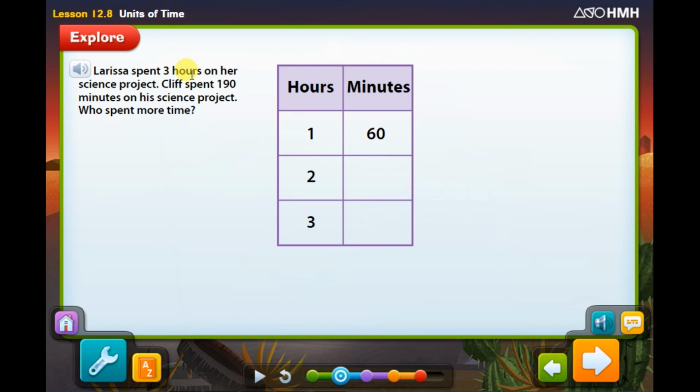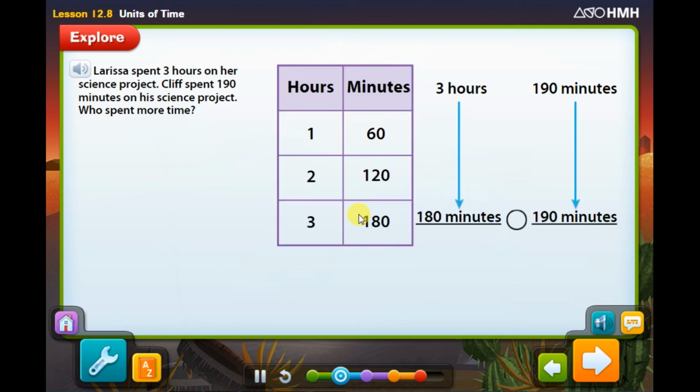So let's make a table and see how many minutes are in all 3 hours. Let's complete it: 60 minutes. How many minutes are in 2 hours? If you have 60 minutes in 1 hour, then for 2 hours you multiply 2 by 60, which gives you 120. There are 2 times 60, or 120 minutes in 2 hours. What about 3 hours? You multiply 3 by 60, which gives you 180. There are 180 minutes in 3 hours.